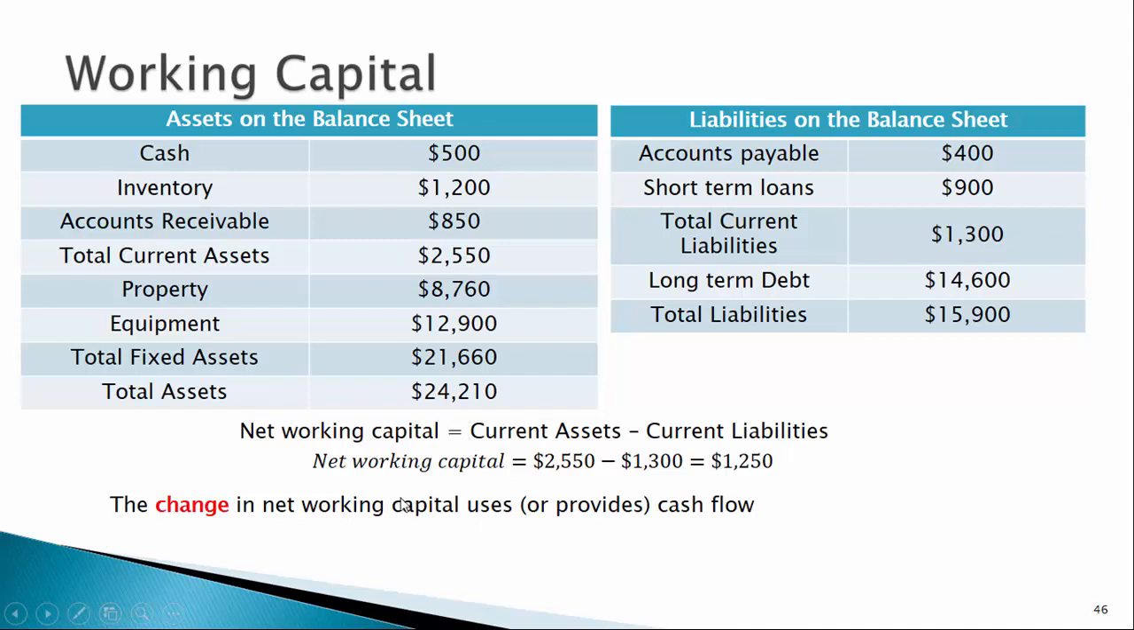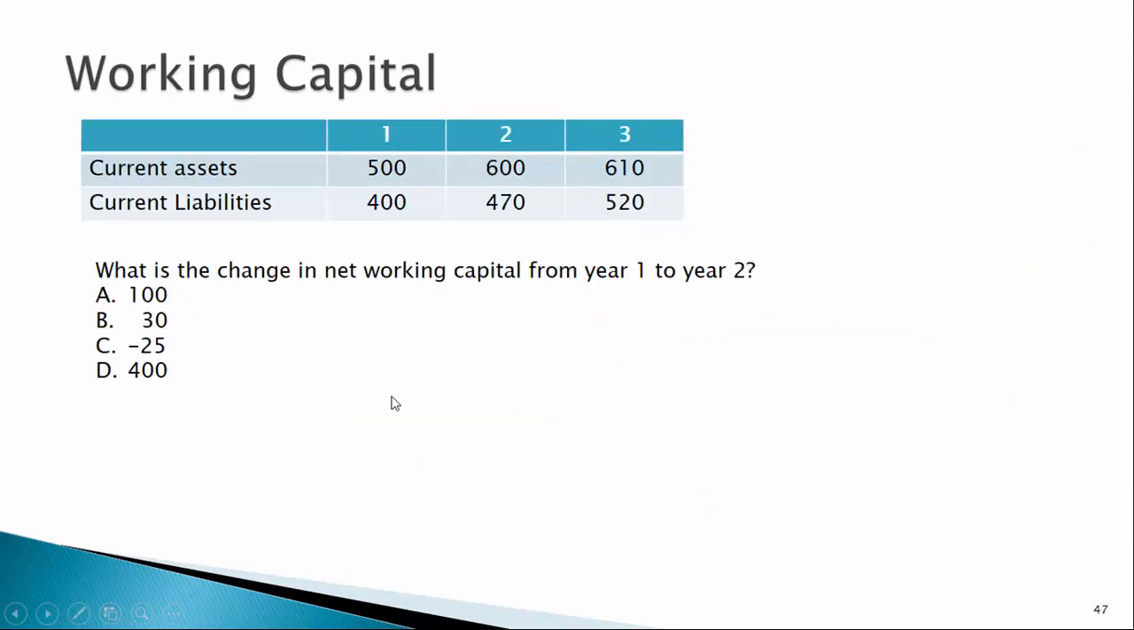So if the change in net working capital is positive, if it gets larger, that's using cash, and if it gets smaller, that's providing cash. So we'll talk about that more in the next couple of slides. But I just want to go through this. This is how we calculate net working capital. And what we're concerned about is how it changes from one year to the next. That's what affects our cash flow.